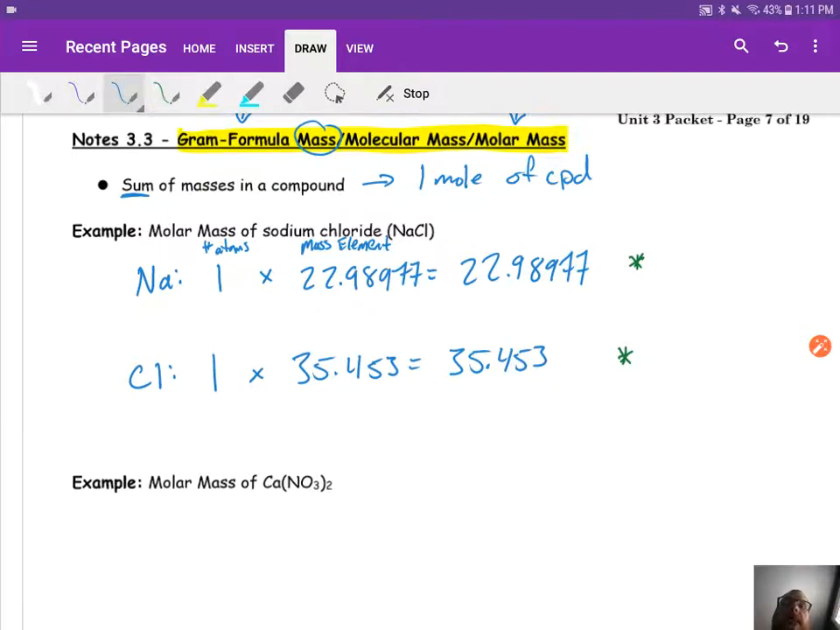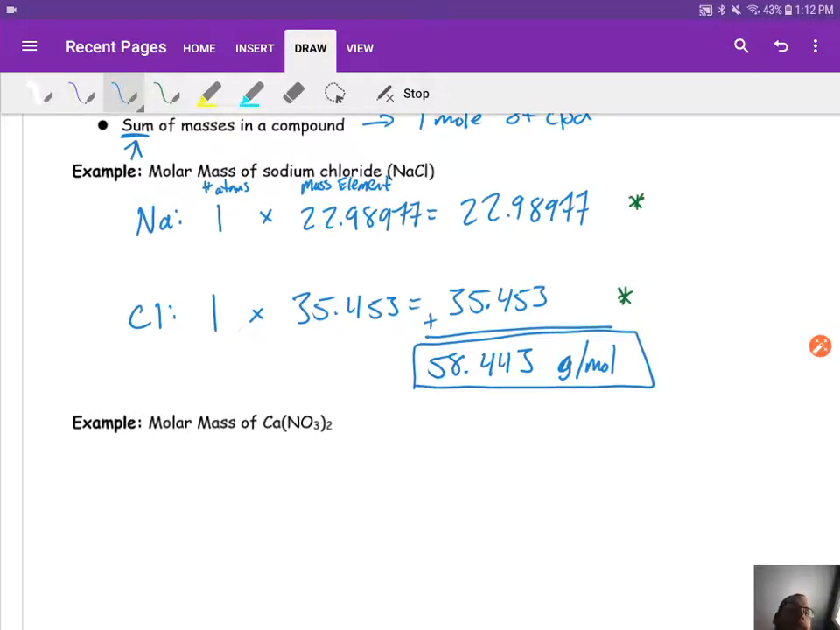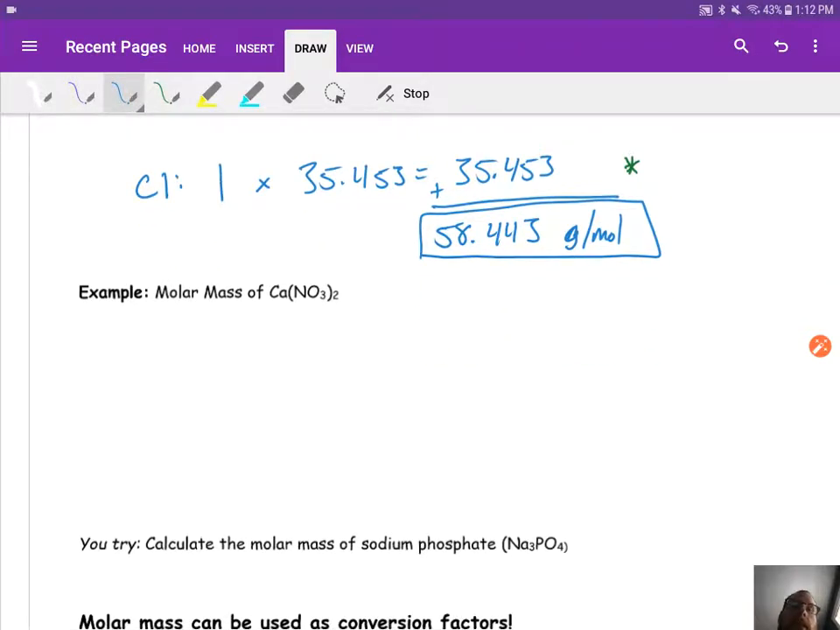In this case, it was pretty easy because they were each just 1 atom, but we'll see in the next example or two what it would be like if there's more than 1. So then the last step, it said the sum, so we're just going to add these up. When we add them up, we would get 58.443, and our unit is going to be grams per mole. This is the number of grams in 1 mole of the compound. That's the unit that you will often see, so make sure you are in the habit of using that for your unit.